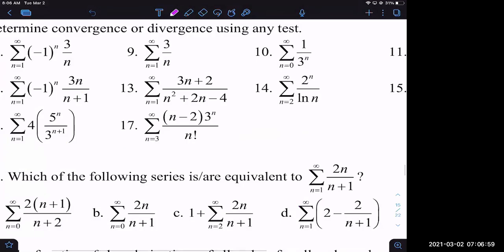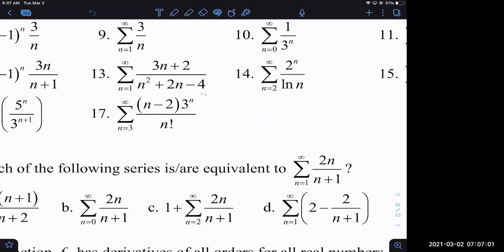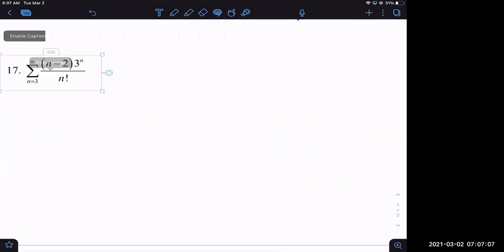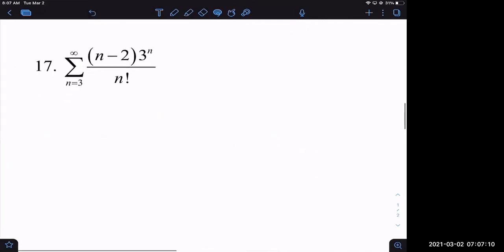Okay, the other question was 17. This is where we can use any test. Something about this indicates to me what test I should use. What do you guys think?